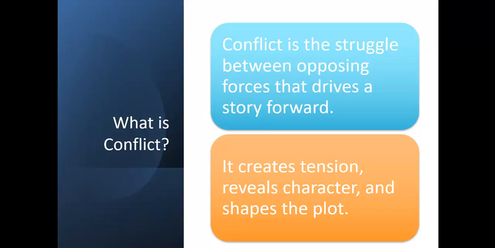Now, those look different in different stories, and I'm not going to talk about that in this video, but there will be other videos available if you would like to look at that more closely. So conflict creates the tension, it reveals the character, and it shapes the plot. It shapes the story. It reveals what kind of character this is. It creates those opposing forces, that tension that you see in the stories, really good stories anyway.